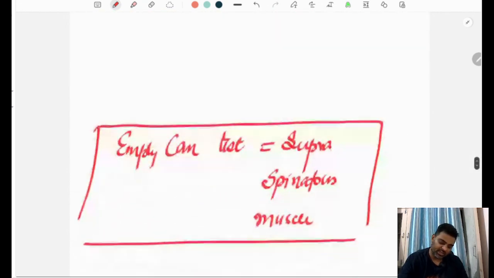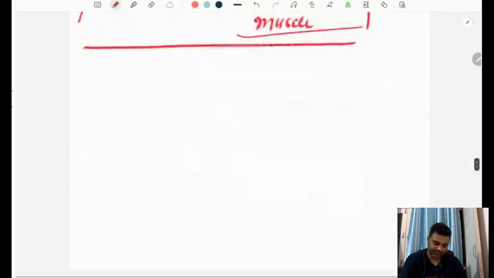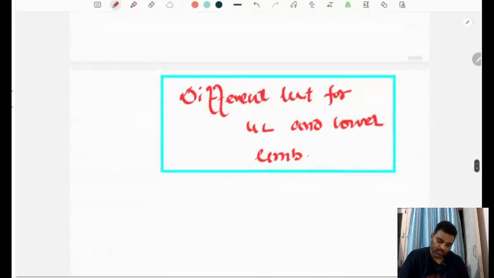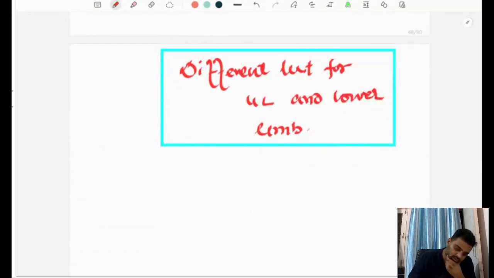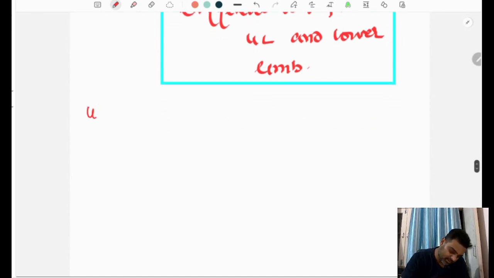So empty can test supraspinatus muscle. Now there are different tests for upper and lower limb. Okay. So we have to see this topic in great detail. First, we'll see ulnar nerve. Ulnar.